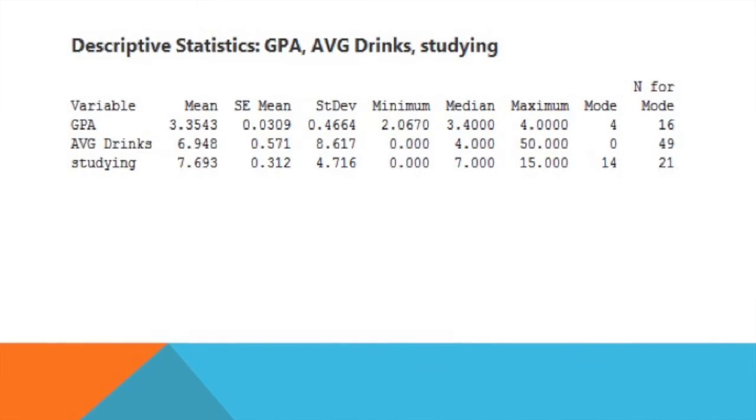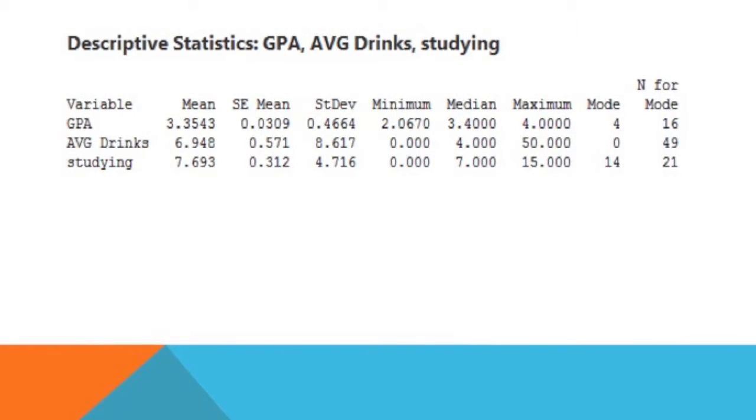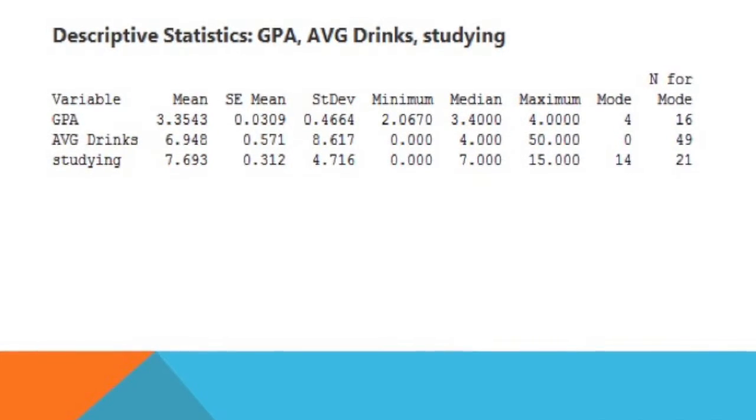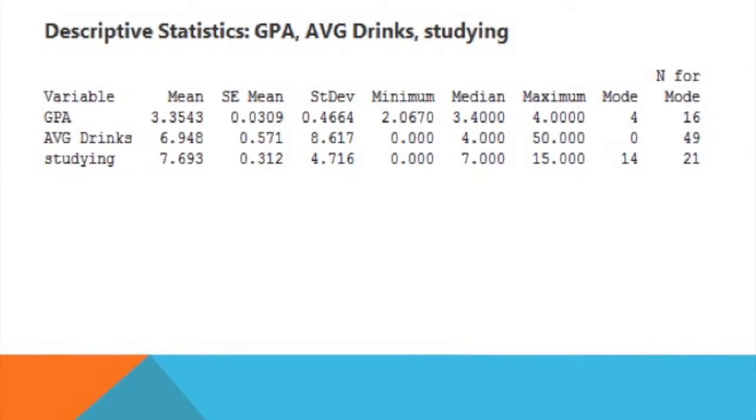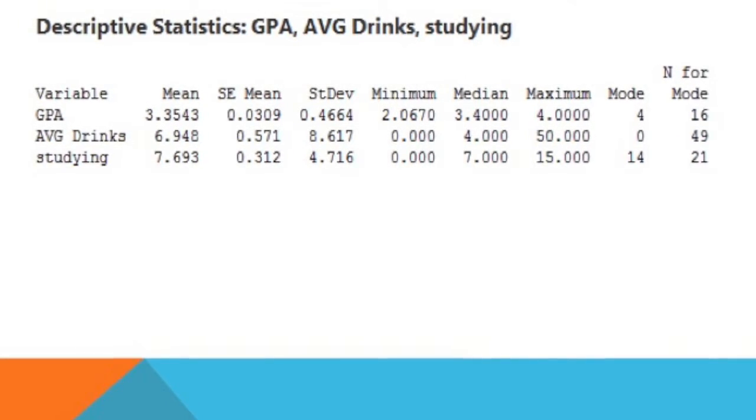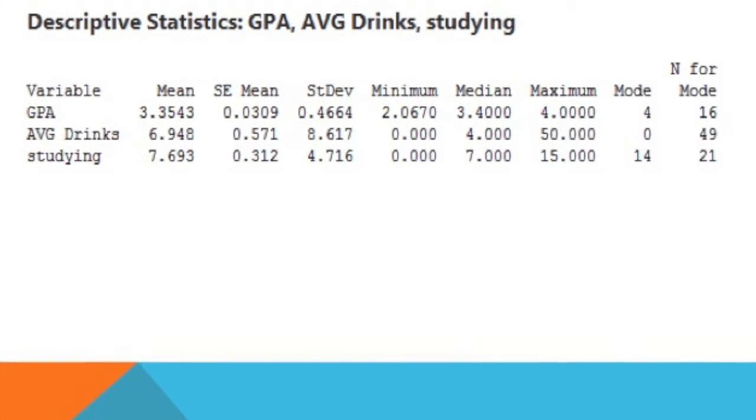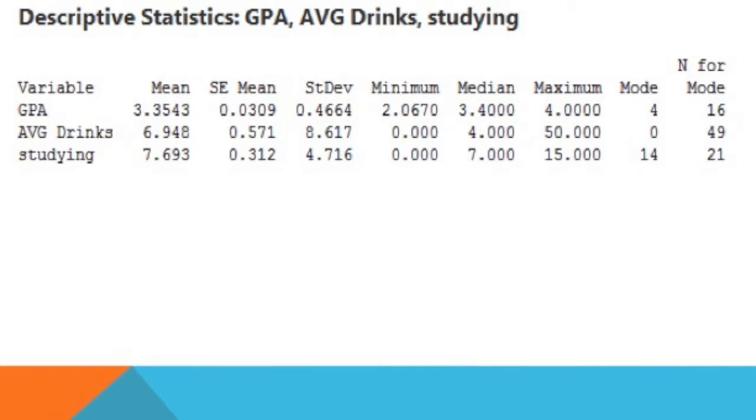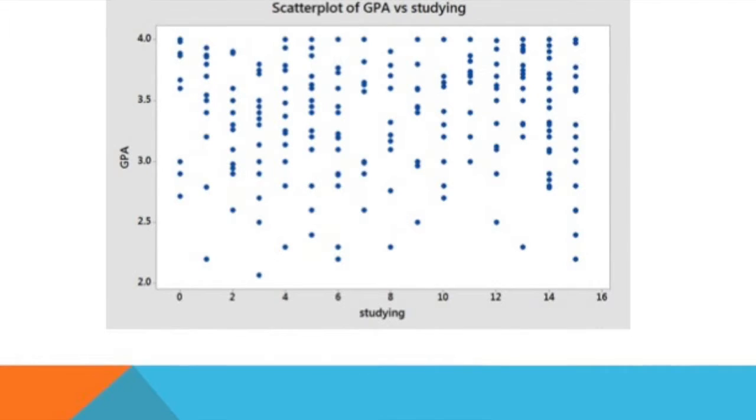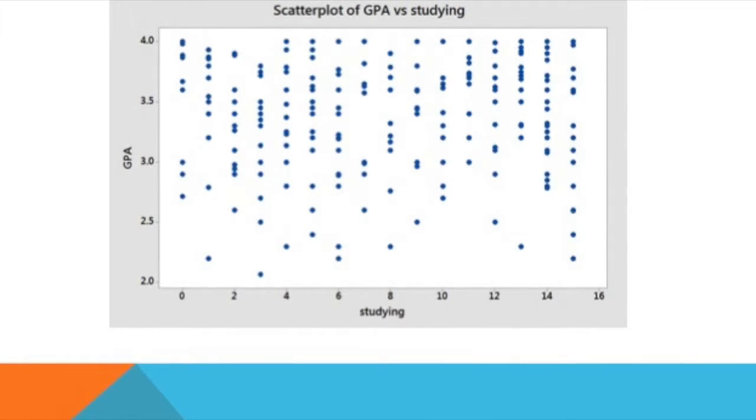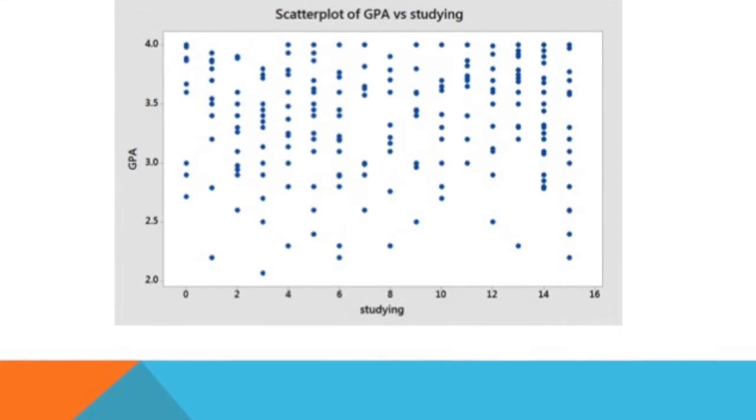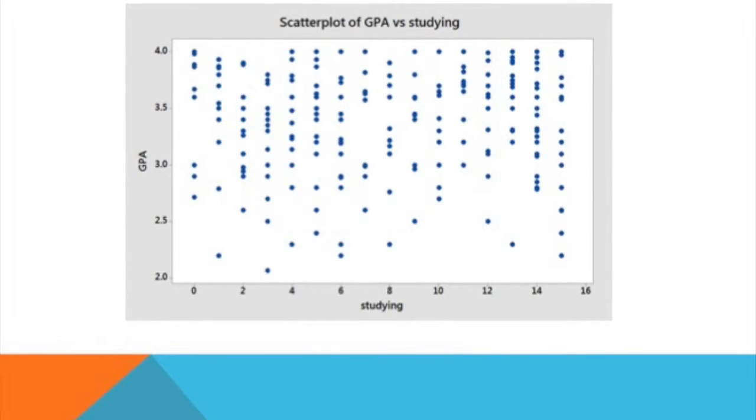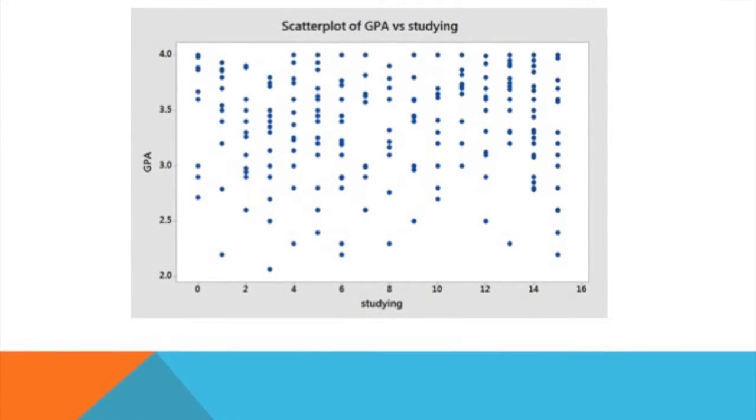So for our first comparison, we're comparing GPA and average drinks and study times to students who said that they participate in drinking but do not participate in drug use. The average GPA was about 3.35, the average drink was about 6, and they studied about 7 hours per week. So here we have a scatter plot that shows the GPA of a student versus the hours studied. Shows the average GPA is about 3.35 and the hours spent studying is about 7.18 hours per student per week.